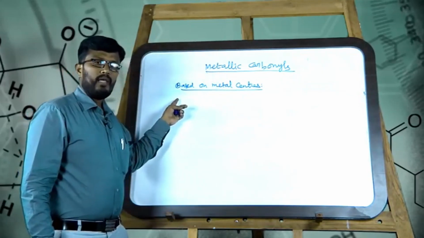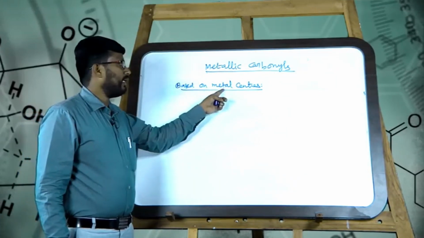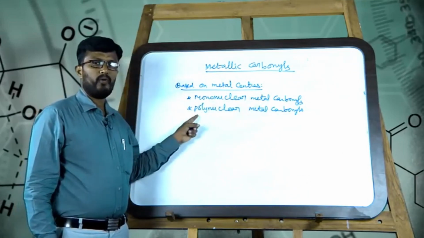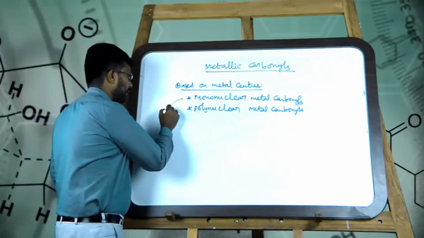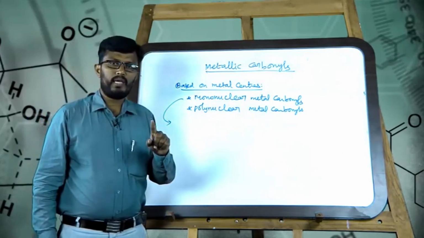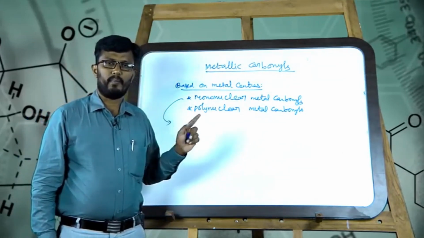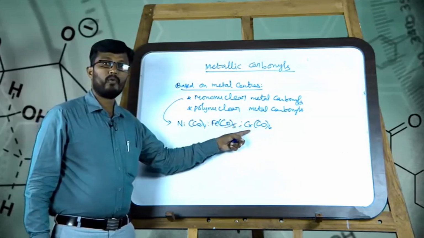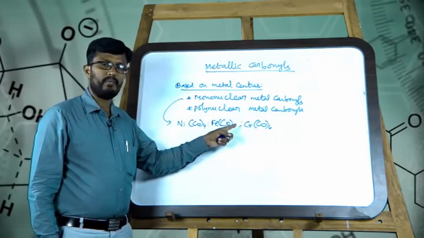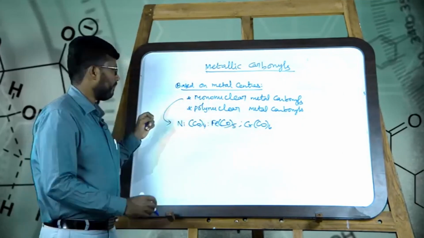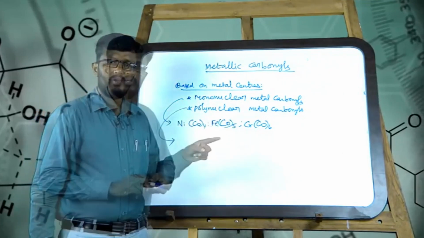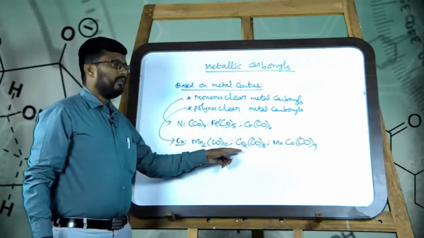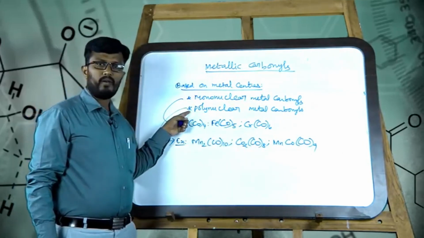Furthermore, metal carbonyls are classified based on metal centers. Metal carbonyls are classified into mononuclear metal carbonyls and polynuclear metal carbonyls. In mononuclear metal carbonyls, only one metal atom is present in the complex. For example, nickel tetracarbonyl, iron pentacarbonyl and chromium hexacarbonyl. These are all examples of mononuclear metal carbonyls. Polynuclear metal carbonyls have two or more metal atoms present in the complex. These are all examples of polynuclear metal carbonyls.